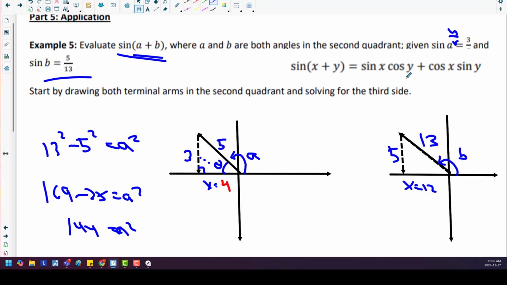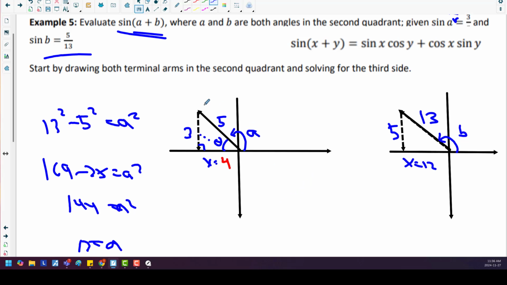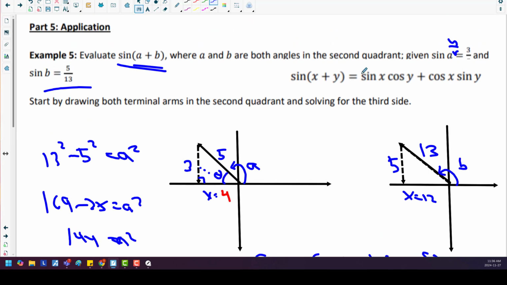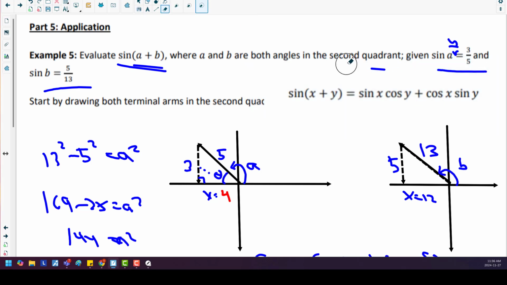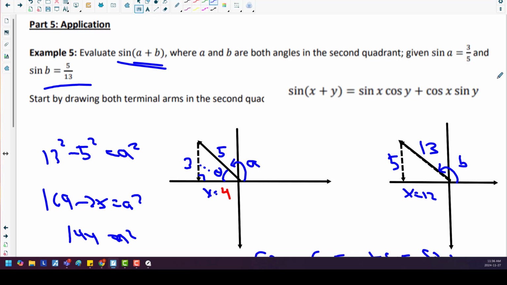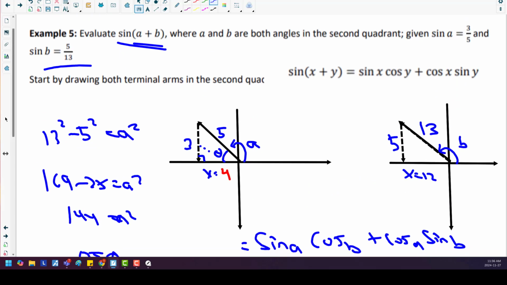Sine of x plus y is equal to sine x cos y plus cos x sine y. So in this case, sine of A plus B is equal to sine A cos B plus cos A sine B. Now we know what sine A is equal to. We know sine A is equal to 3 over 5. So this sine A just becomes 3 over 5, because we know that. It was given to us. We know sine B is 5 over 13.